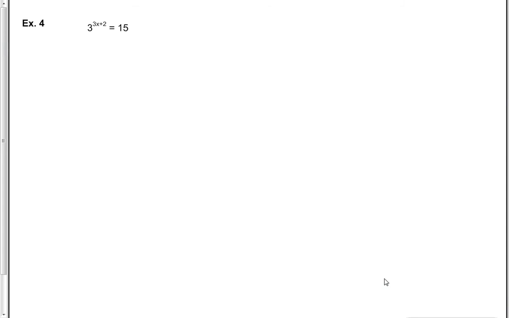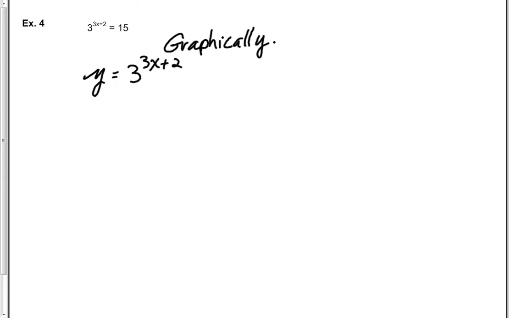Example number 4. We have 3^(3x+2) = 15. Algebraically, this one would be very difficult. I cannot rewrite 15 as a power of 3. So we are going to solve this graphically. I am looking for the point of intersection of the exponential function y = 3^(3x+2) and the line y = 15. And the point of intersection will give me the solution to the problem.